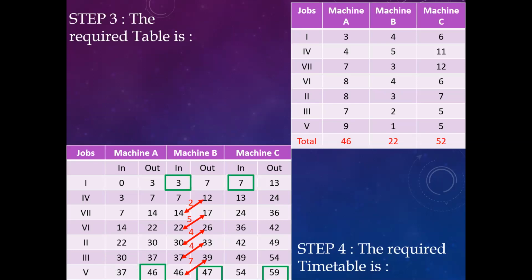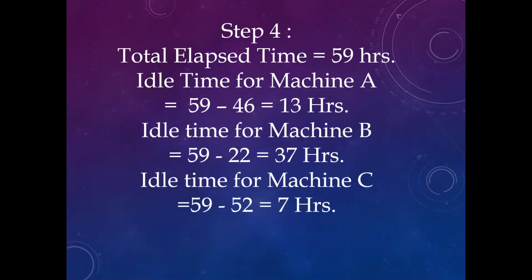I hope the table making is clear. Just keep in mind that you don't have to prepare the 2 machines table in 3 machines. You just require that to get the sequence. That's it. So your final answer comes like this. The total elapsed time is 59 hours.